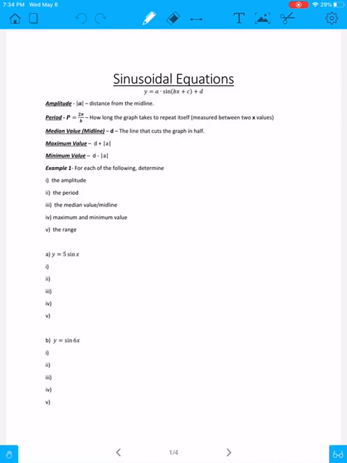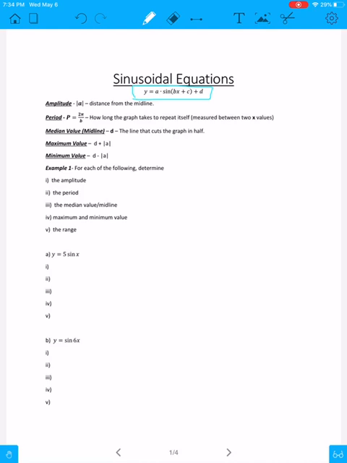This week I'm going to give you equations and you have to actually come up with the amplitude, the period, the median, midline, the max and min, and the range. Okay? So we're going to look at the equation y equals a sine(bx plus c) plus d, and we're going to write our equation first in that form.